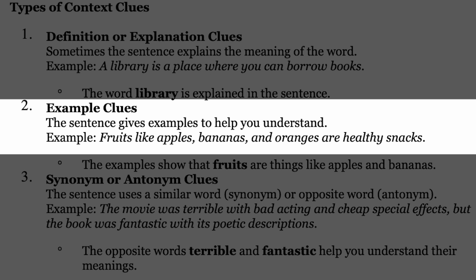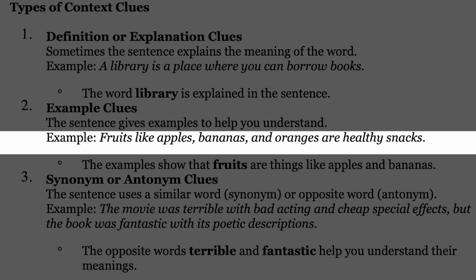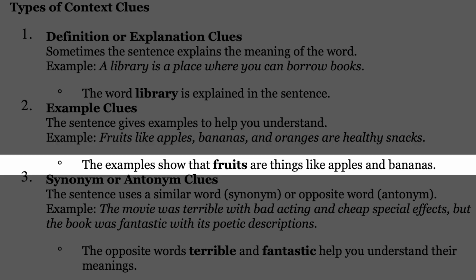Second, we have example clues. These are sentences that give examples to help you understand. For example, fruits like apples, bananas, and oranges are healthy snacks. The examples show that fruits are things like apples and bananas.